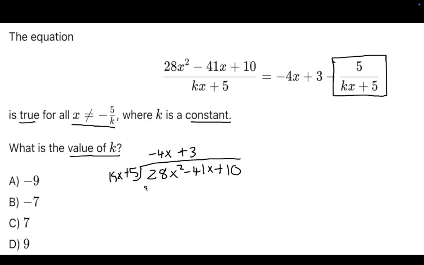And now, k times negative 4 is going to equal the 28 that we see in our original equation. So k times negative 4 is equal to 28. So we're going to divide both sides by negative 4. And we're going to have k is equal to negative 7, making our answer B again.